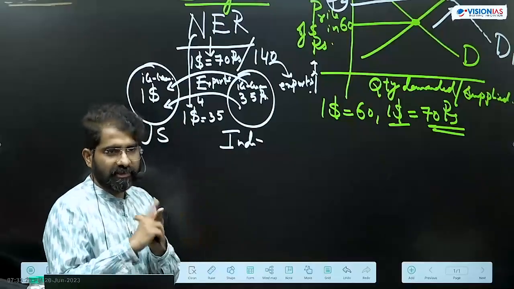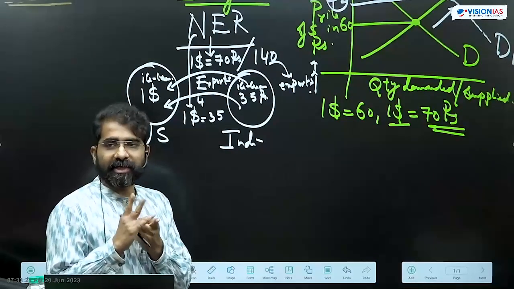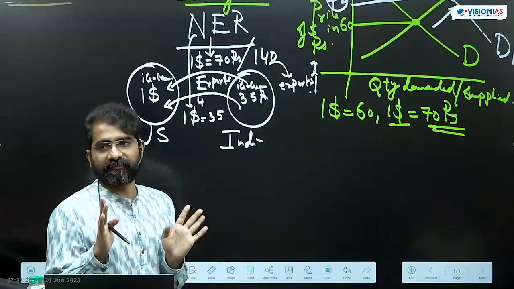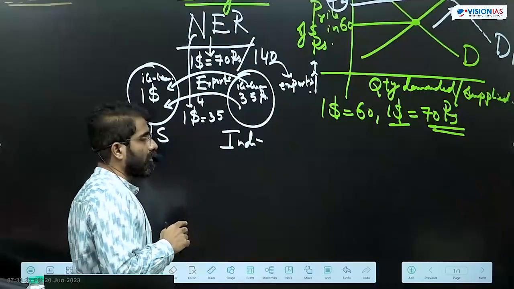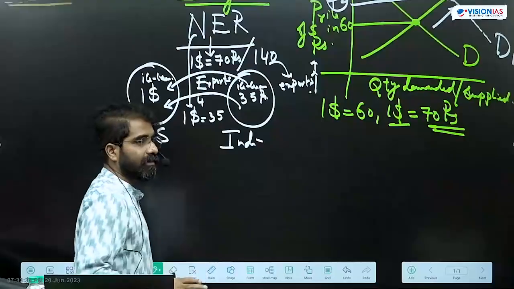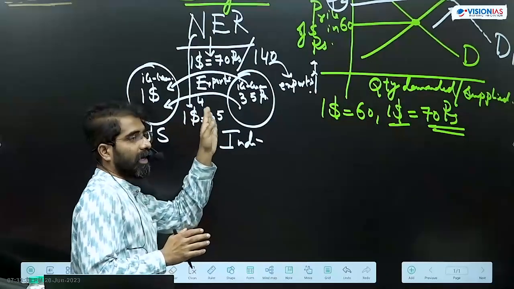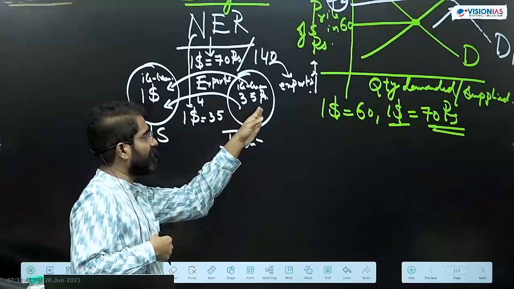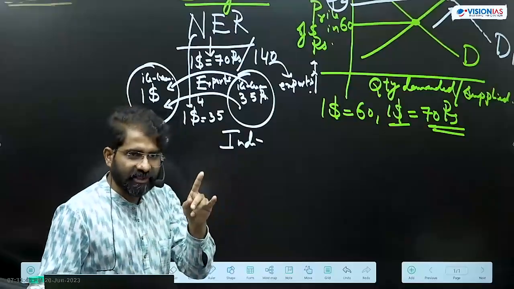First case, $1 is 70. Second case, $1 is equal to 140. Third case, $1 is 35. So when $1 is equal to 35, what will happen to trade? Will the US buy ice creams from India? No. With $1, you are getting 1 ice cream. And with 35 rupees, if you buy from India also, ice cream is 35 rupees. So you are going to get 1 ice cream only.